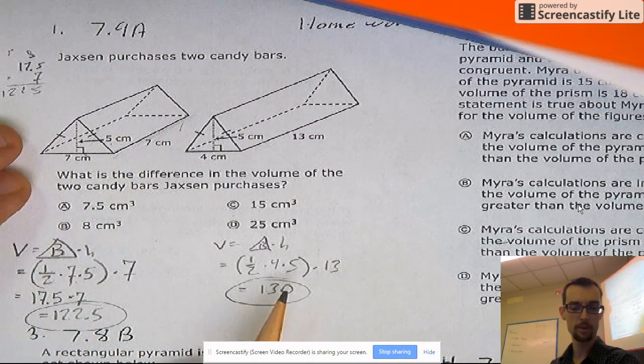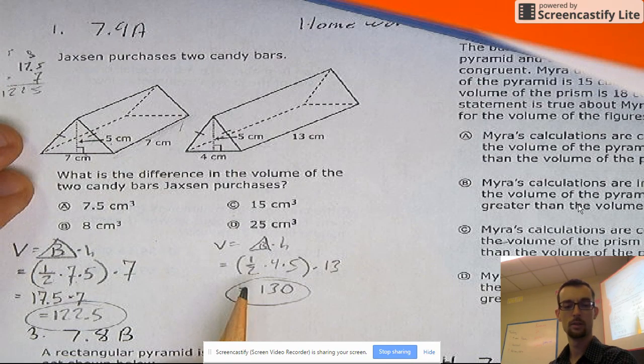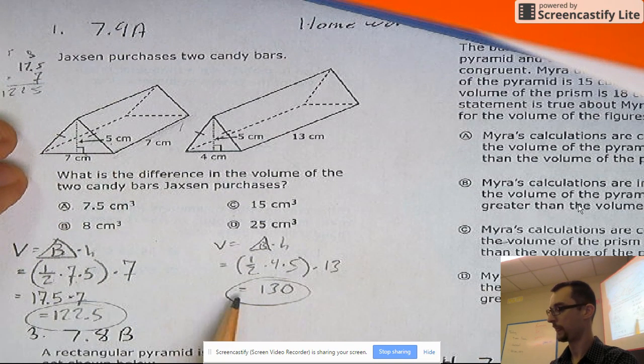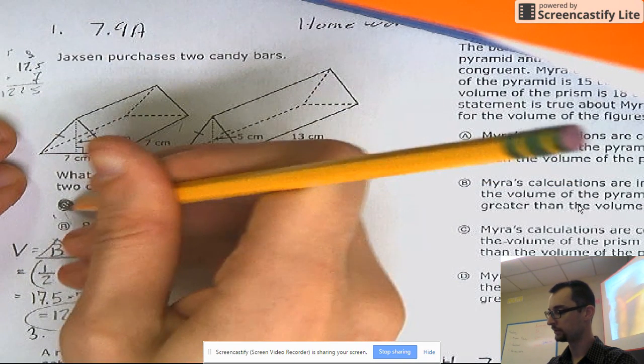So if we find the difference, what's 130 minus 122.5? What's the difference between this one and this one? 8.5? A little bit less. 7.5. Did I say 8? I meant 7. So there we are, 7.5.